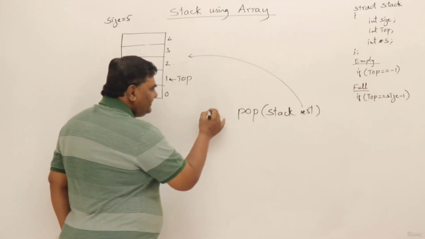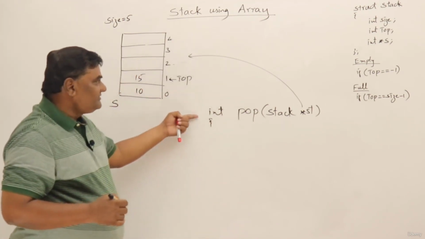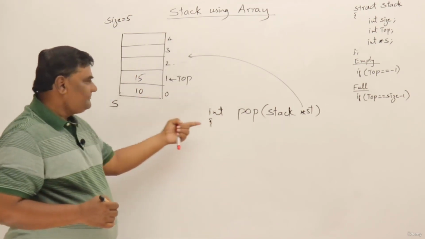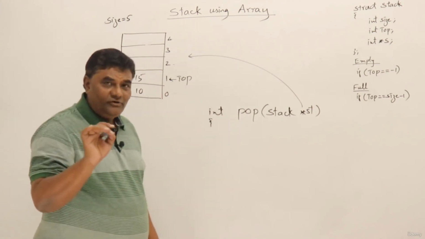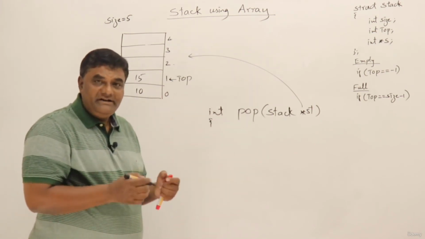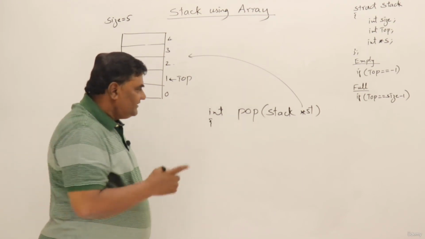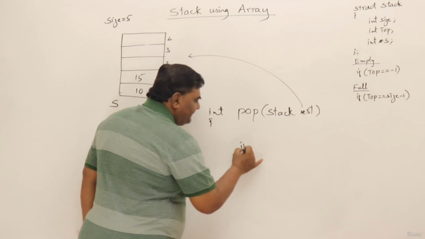Now what this function should do is delete and return the value. So the return type should be the type of values present in the stack. We have integer type values in the stack because this array is integer type. So the return type is integer. First thing I should do is check whether I can delete any value or not. It means I should check whether the stack is empty. If it is empty, I cannot delete. So first I will check if the stack is empty.